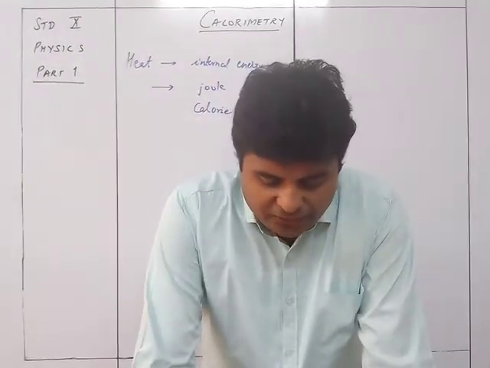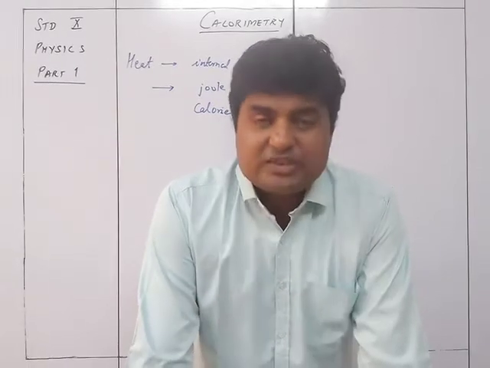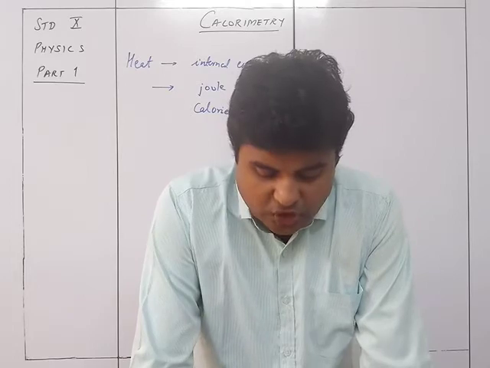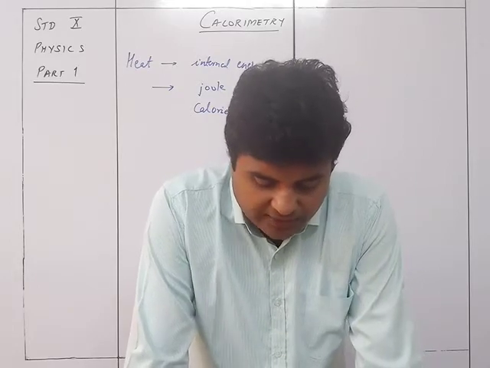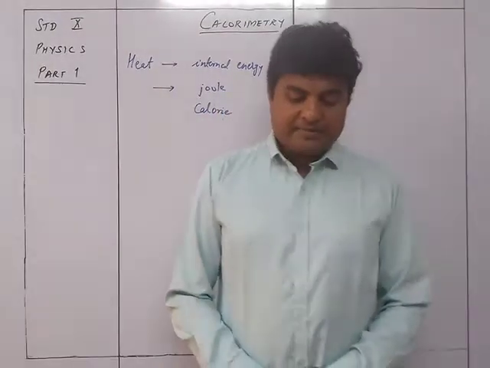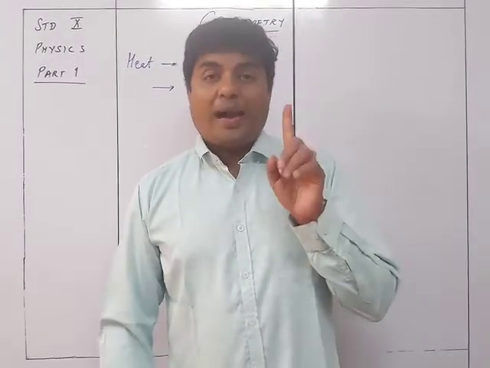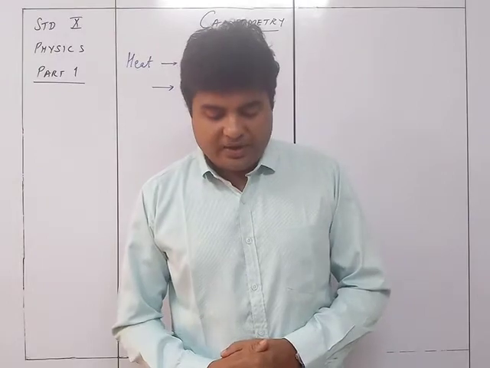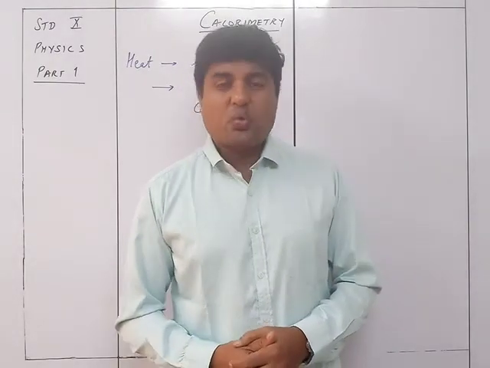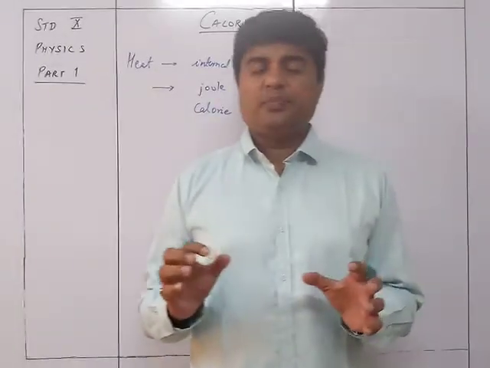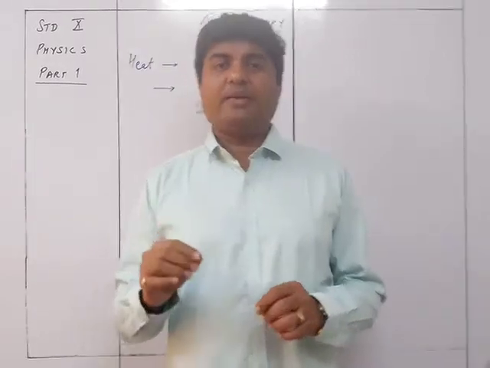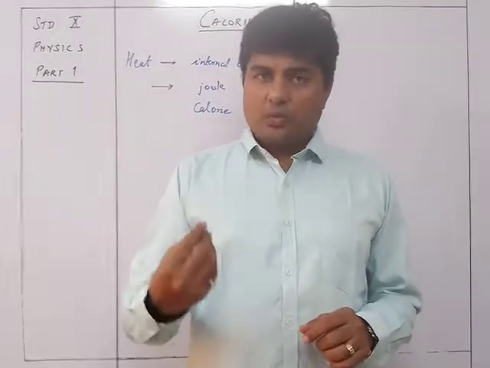Like all other forms of energy, the SI unit of heat is joule, symbol J. The most commonly used unit of heat is calorie, symbol cal. It is defined as follows. 1 calorie is the quantity of heat energy required to raise the temperature of 1 gram of water through 1 degree Celsius. Now this is very, very important. What is 1 calorie? 1 calorie is going to be defined twice with some modifications.